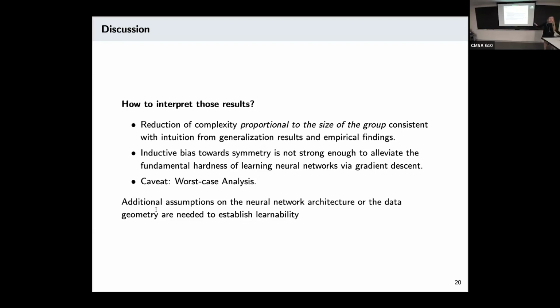So these fundamental hardness limitations that are established for feed-forward geometry-agnostic neural networks extend to the symmetric setting. As we already said earlier, in order to potentially overcome this, we need to go beyond symmetries, right? We need additional assumptions on the architectures, on the model class, or additional assumptions on the data to potentially overcome those results. But symmetries alone will not do the trick.